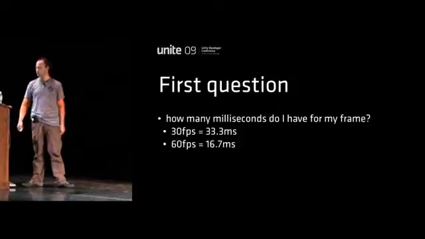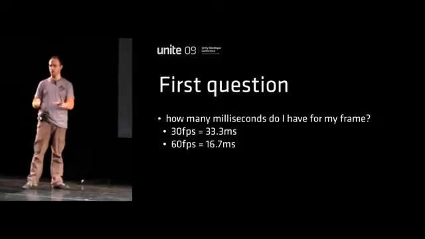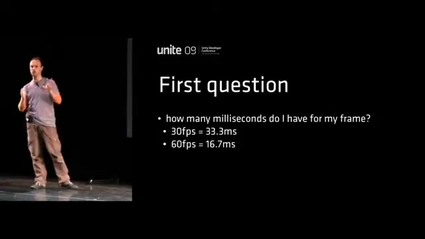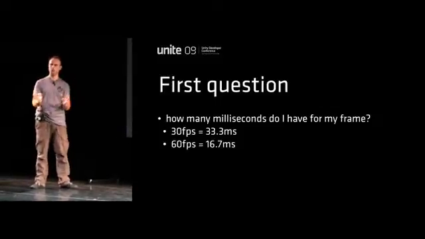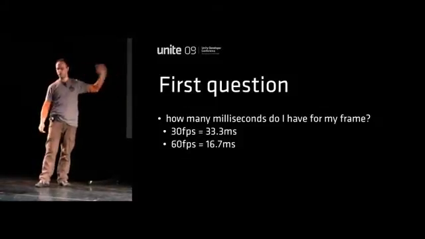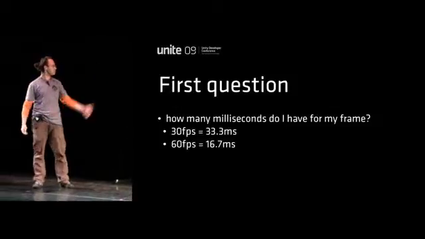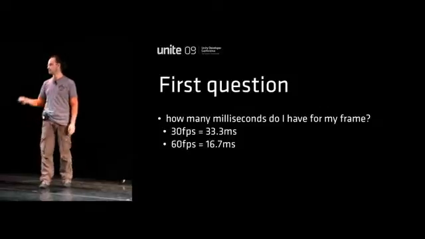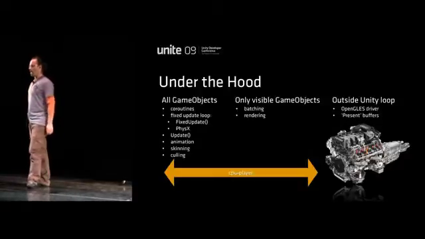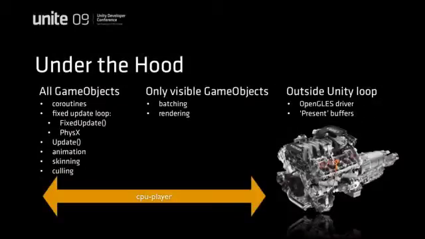So the first question is, how many milliseconds do you need to plan your game? Well, you don't need to plan your game. When you're optimizing, you need to know what your budget is. You just decide what frame rate you want to achieve: 30 frames, that's 33 milliseconds per frame, and 60 frames, that's 16 milliseconds. And once you know what you are targeting, you know your budget, then you should better learn what's inside Unity.